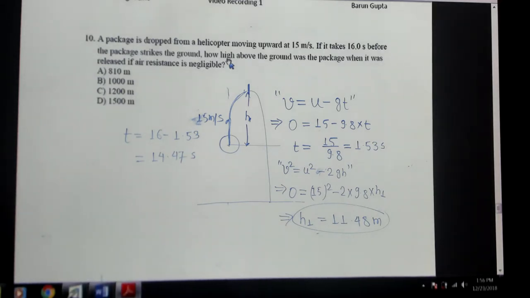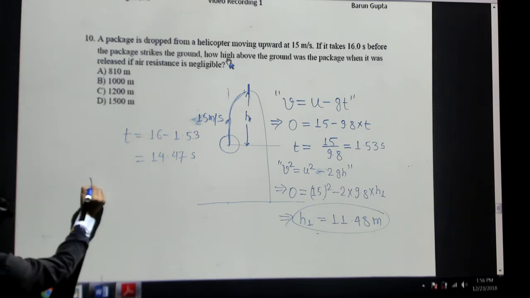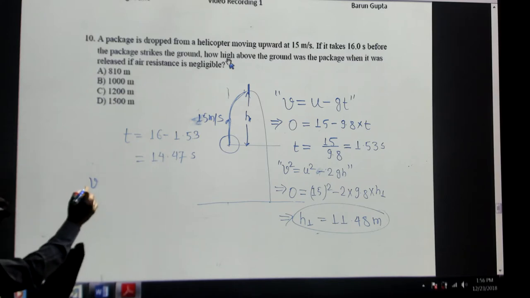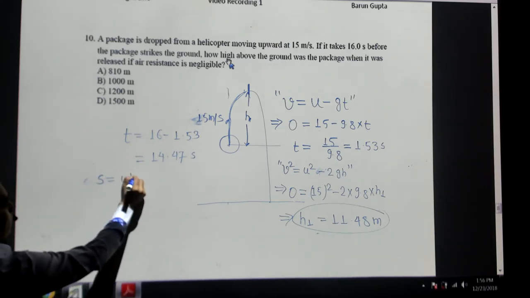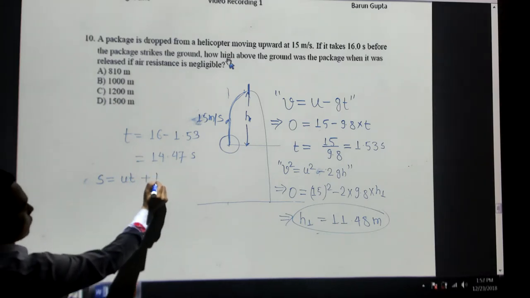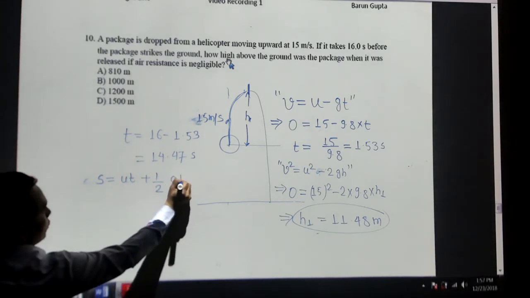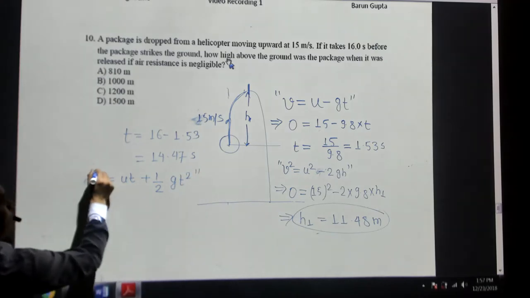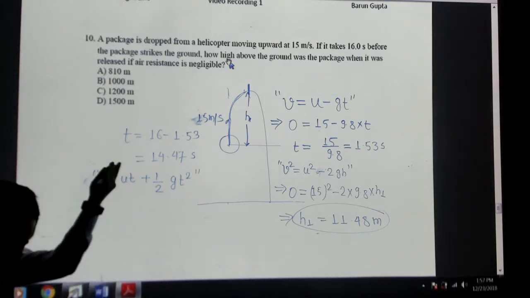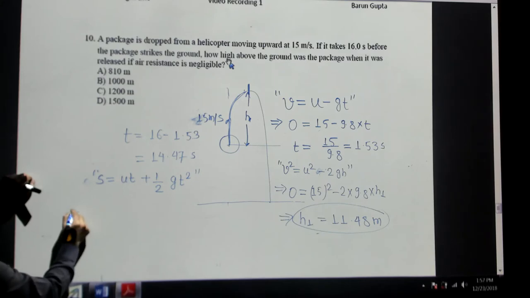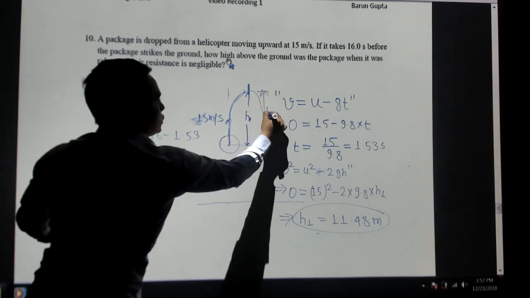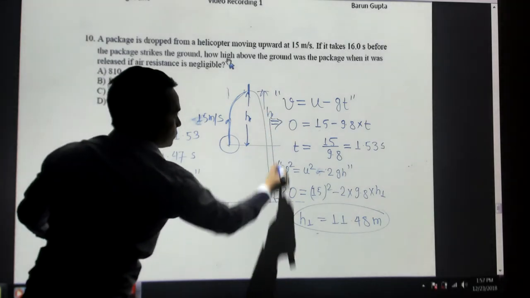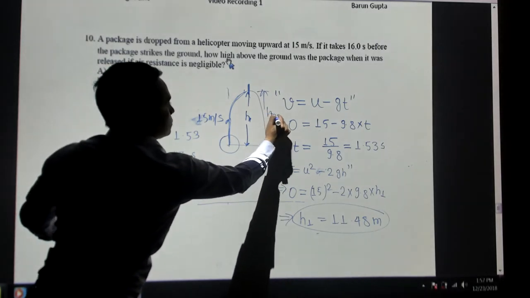So again, let me find the height now. You see, s = ut + half gt squared. Why positive here? Because this is now falling down. So let's say this height is H2.